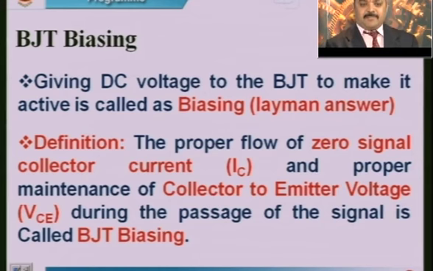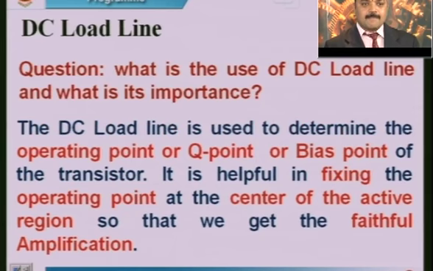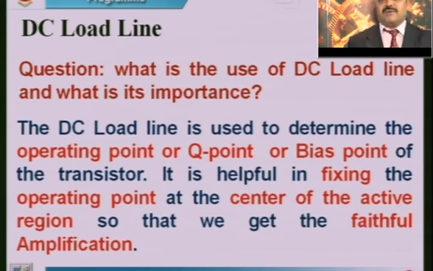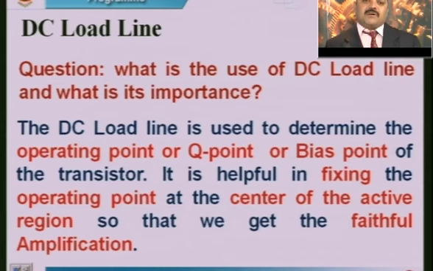So, BJT biasing. Now, how do we make the biasing? As I told you, the BJT must be operated in the active region. To do so, the emitter base junction must be forward biased and the collector base junction must be reverse biased. By using a single battery, we achieve this active region of operation.